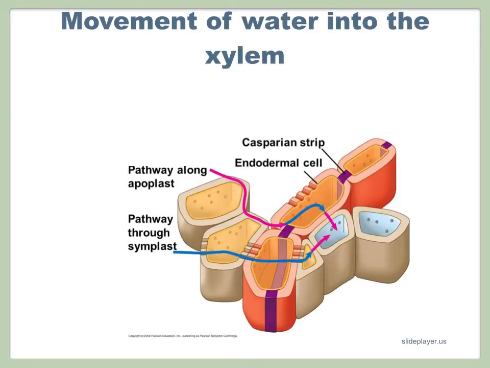So here you can see the waxy Casparian strip of endodermal cells blocking the apoplast transfer of water from the cortex to the stele. Notice how the water is forced to move through the symplast pathway. So this allows for the control of water, mineral salts, and toxins entering the xylem. Now in older roots, most endodermal cells are fully suberized, and water can only move through a few non-suberized passage cells.